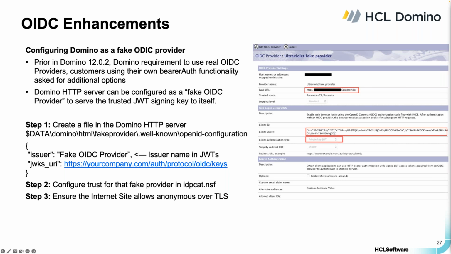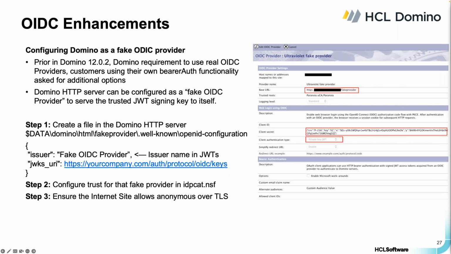OIDC improves that by allowing relying parties to fetch keys dynamically from a published endpoint from the provider. And the provider can also fetch published keys from the relying party. So with private key JWT, Domino, you can place that private key in the client secret field, and Domino will publish that under the auth protocol OIDC keys endpoint.